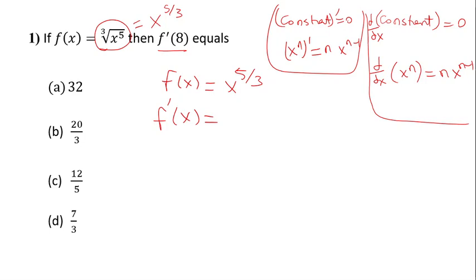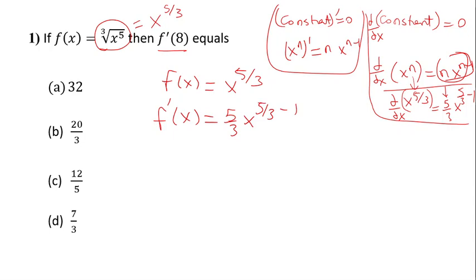Now, if this is your first time, you can use the rule this way. n is 5 over 3 here, so it will be 5 over 3 minus 1. Basically, substitute 5 over 3 for n in the formula and you will get the derivative. This will be 5 over 3 times x to the 5 over 3 minus 1. So I'm using the power rule here, or this rule, same.